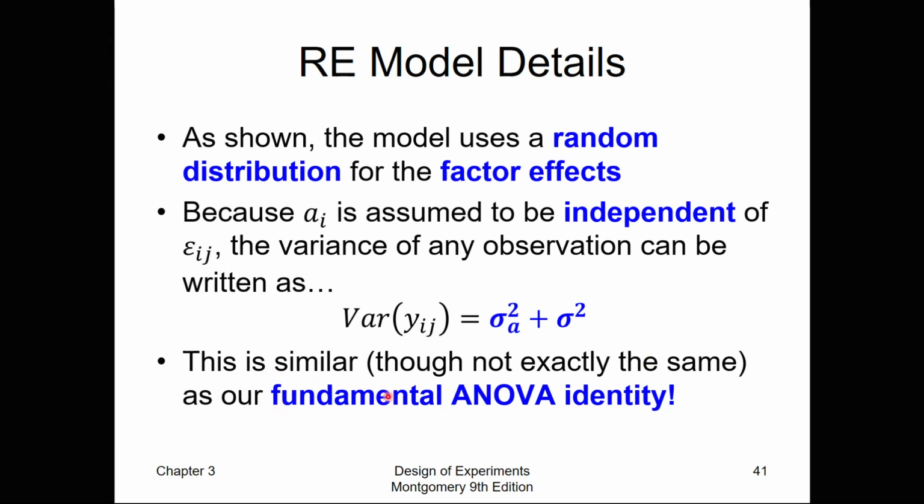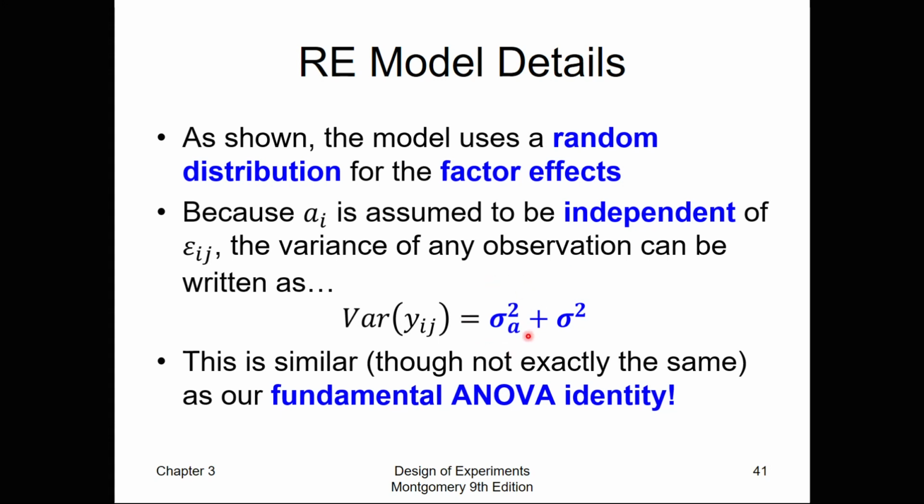Again, this is similar, though not exactly the same, to that fundamental ANOVA identity, where we take the total sum of squares and break it down, the total degrees of freedom and break it down. I hope you're seeing a common pattern. But now we're talking about variance components.